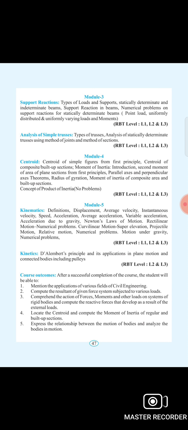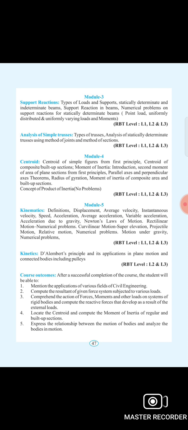If you want to find the resultant, we should use equilibrium, know the types of forces, and find the resultant in terms of the x and y directions. After applying sigma H, sigma V and sigma M, we can compute exactly what the resultant will be. The third one is to comprehend the action of forces, movements and other loads on a system of rigid bodies, and compute the reactive forces that develop as a result of external loads. This belongs to the third module, which discusses support reactions: the forces or movements acting on horizontal or vertical structural members, and the result that appears when the external load is acting.